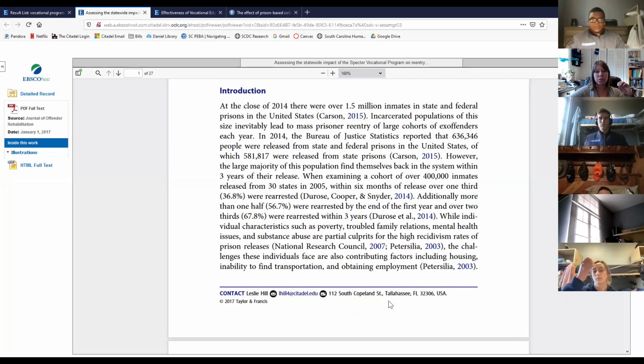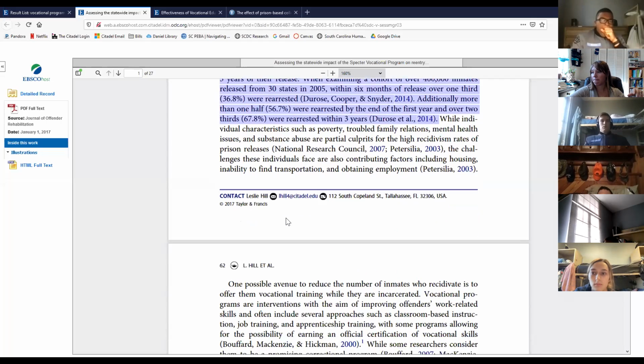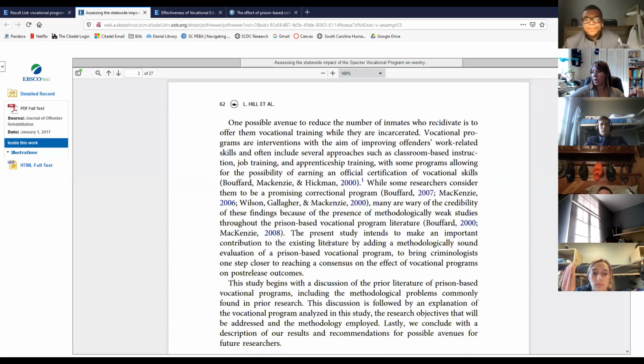So most studies start, like I said, with the statement of the problem. Look at this right here. Statement of the problem. Recidivism is high, right? And then we have a little bit of a description of the topic right here. So I'm describing what a vocational program is. So you could use that for your description of the topic.